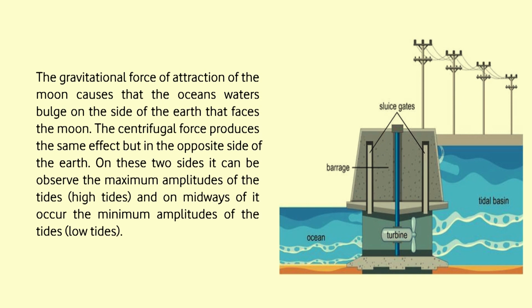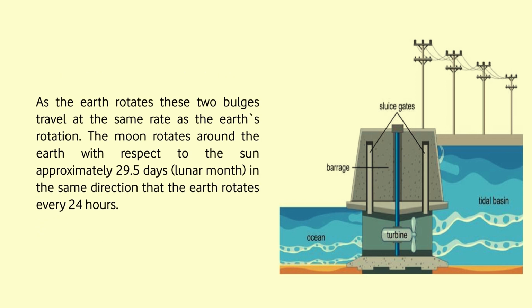The gravitational force of attraction of the moon causes the ocean water to bulge on the side of the earth that faces the moon. The centrifugal force produces the same effect, but on the opposite side of the earth. On these two sides, one can observe the maximum amplitude of the tides, high tides, and on the midways of them occur the minimum amplitudes of the tides, also called low tides. As the earth rotates, these two bulges travel at the same rate as the earth's rotation.